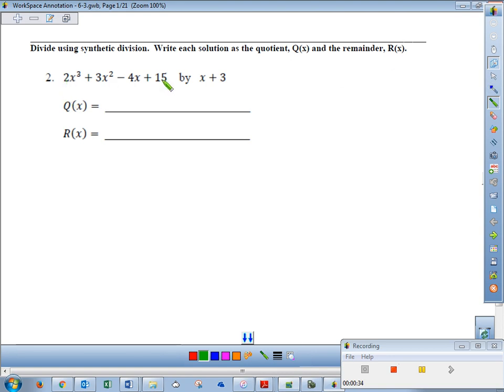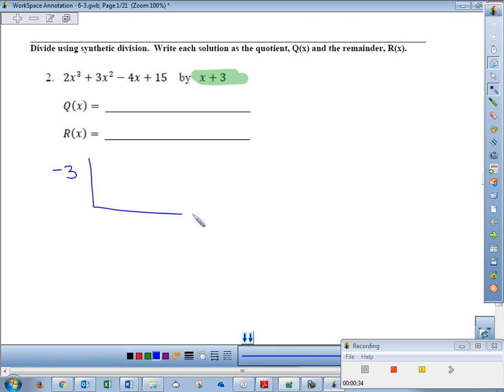When they want to take this polynomial divided by x plus 3, you need to synthetically divide by what makes that 0. Right? We synthetically divide by the zeros. So since this is x plus 3, what value of x will make that turn out to be 0? Negative 3. So we'll synthetically divide by negative 3. Then you'll put this little bracket type thing.